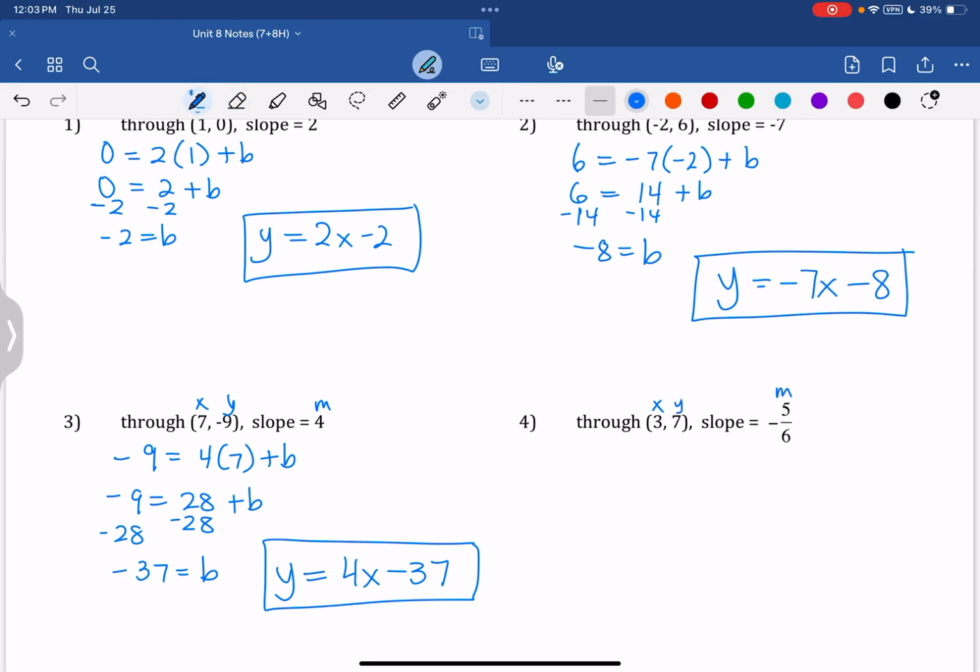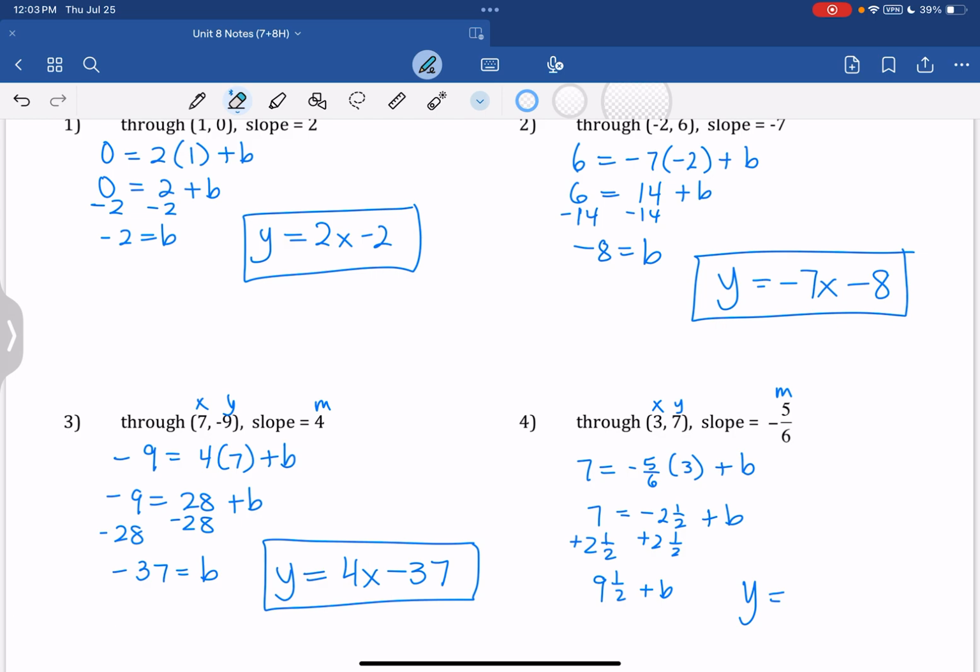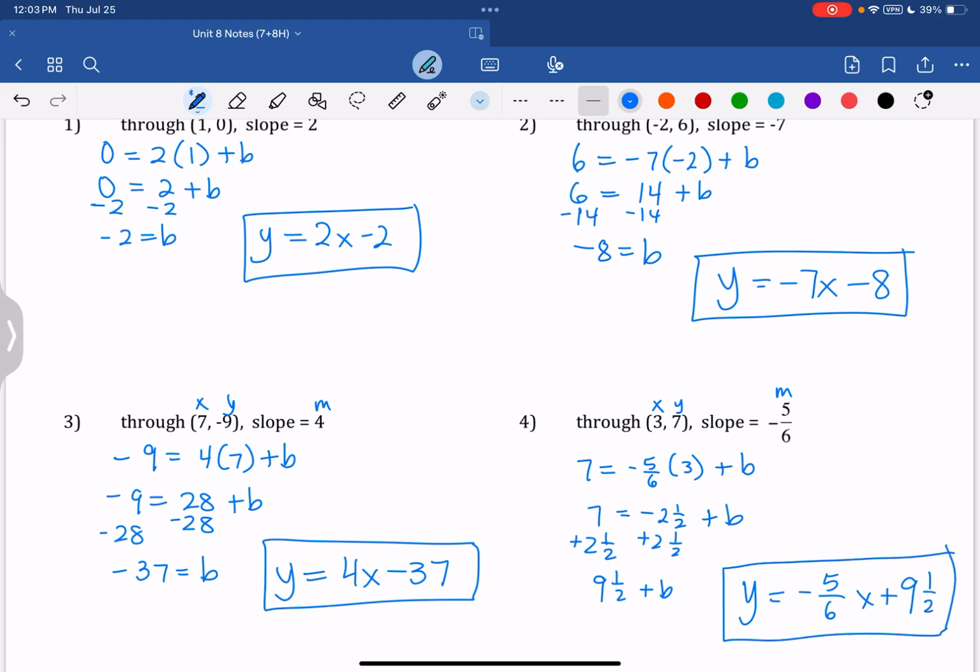x, y, m. So 7 = -5/6 times 3 + b. So 7 equals, that would be -5 halves, so -2.5, plus b. And since I'm looking for an intercept, mixed numbers are fine, because that would tell me on the graph where to go. So y = -5/6 x + 9 and 1/2. Now, if you had 19 halves, same thing, totally fine.